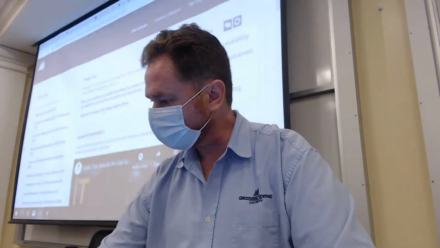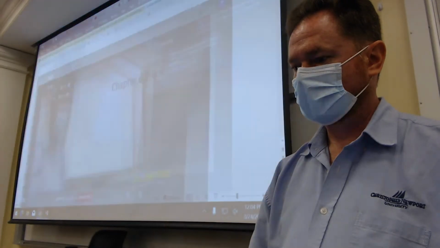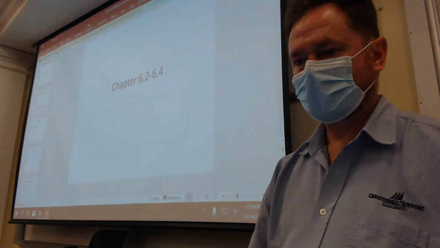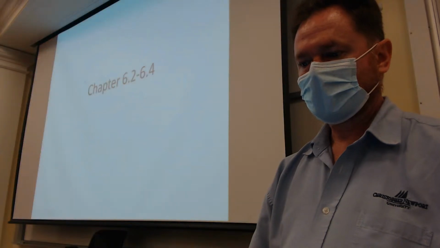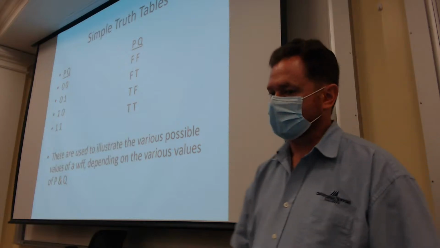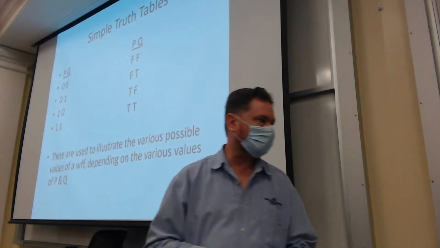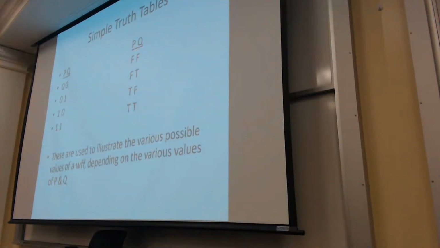All right, so today we're going to talk about the truth values of complex statements, and we're going to introduce truth tables. Essentially, truth tables are a mechanical method for determining all possible truth values of a statement.